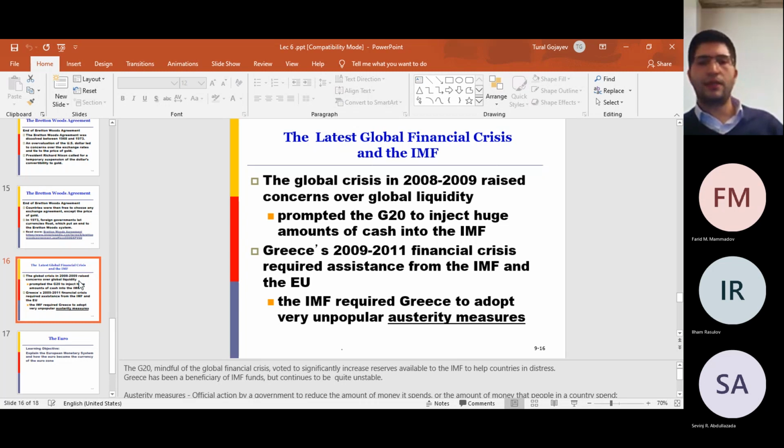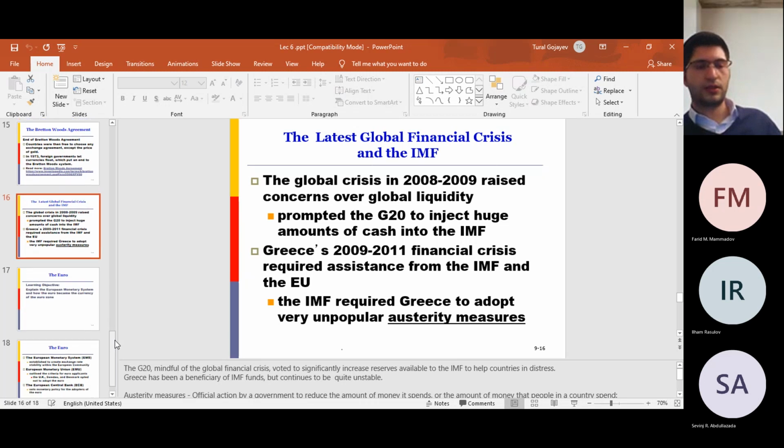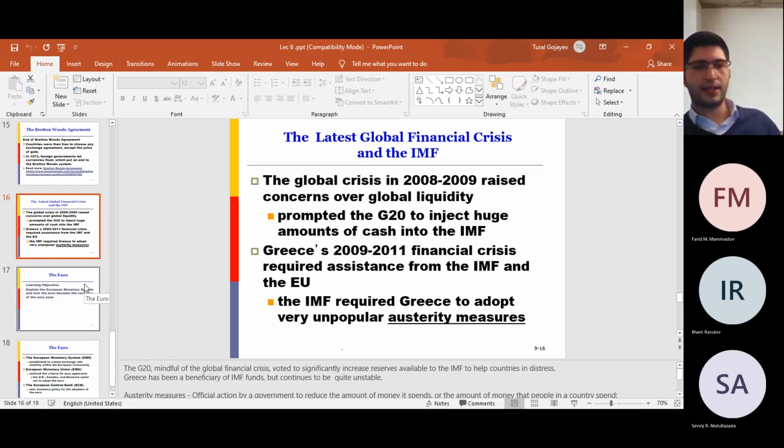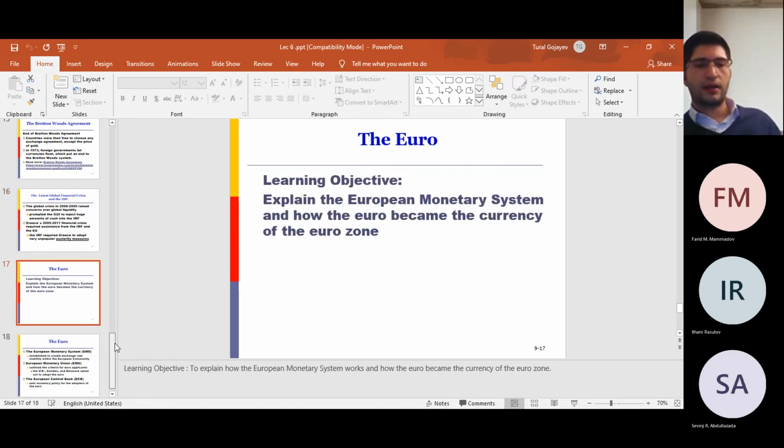So the G20, the European Union, the IMF, and some other European countries and economic organizations are trying to support Greece in order to overcome this problem, this crisis in Greece.